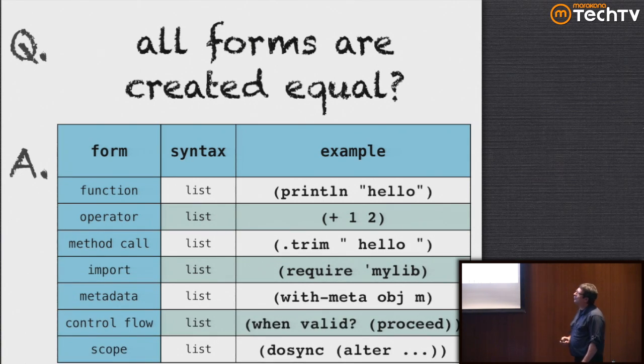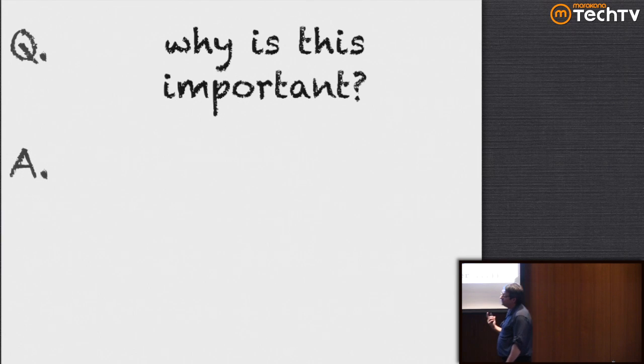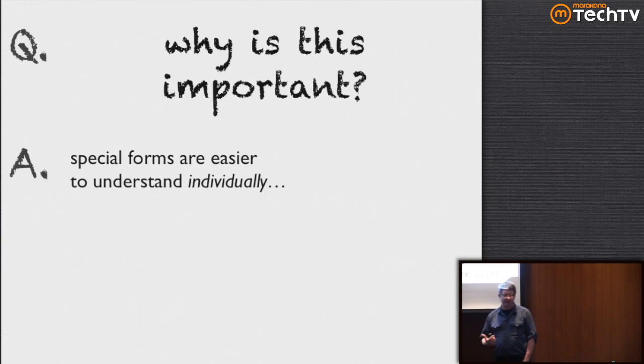And so here are the forms in Clojure. Functions are actually lists. Operators are actually lists. Method calls are lists. And, well, you get the idea here. Everything is a list. It's all the same kind of thing. So why is this so important? Why do I keep ranting about this?